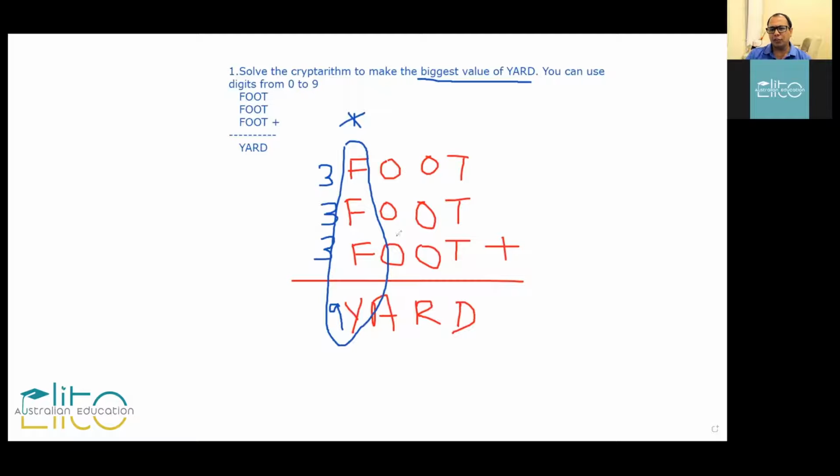So what's the other value of O I can have? I can have it 3 again, but 3 is already taken. The only other numbers that I can have are 1 or 2. But again, we refer to the biggest value of YARD, which means the only number I can use to make it as big as possible is 2. So I'll use 2.